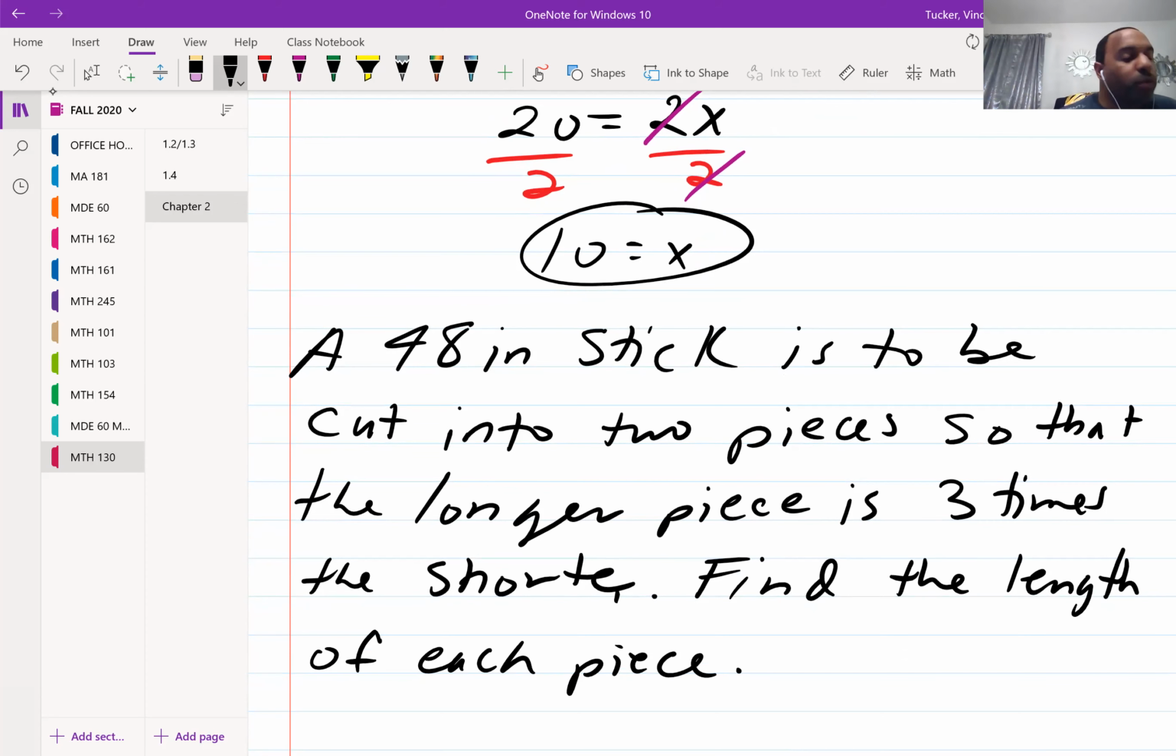All right, so we have a 48-inch stick. It's to be cut into 2 pieces so that the longer piece is 3 times the shorter. Find the length of each piece.